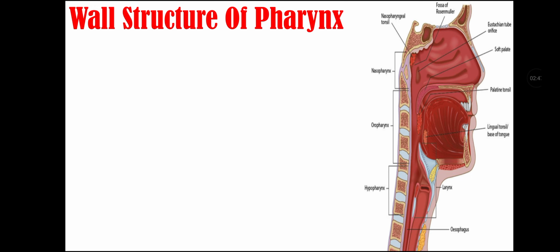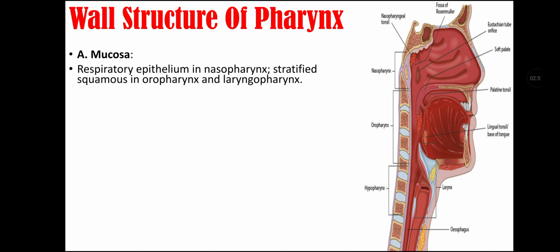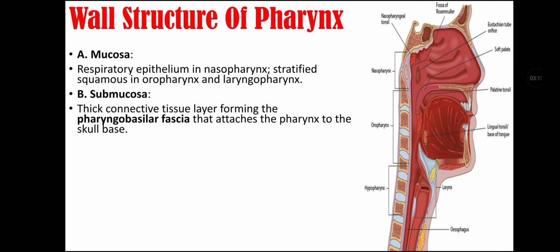Now let's talk about wall structure of pharynx. Wall structure of pharynx from inside to outside includes mucosa, that is the respiratory epithelium in nasopharynx. It is stratified squamous epithelium in oropharynx and laryngopharynx. Second layer from inside to outside is submucosa. So first we have mucosa, then outer to mucosa is submucosa, that is thick connective tissue layer forming the pharyngobasilar fascia that attaches the pharynx to the skull base.